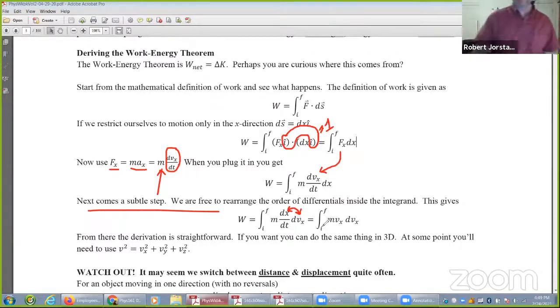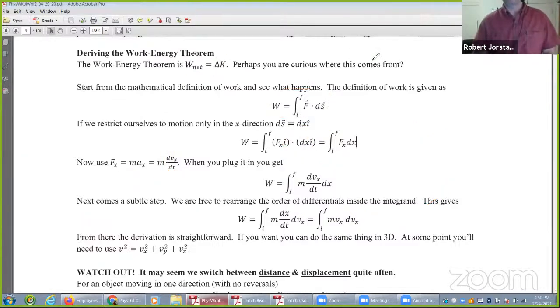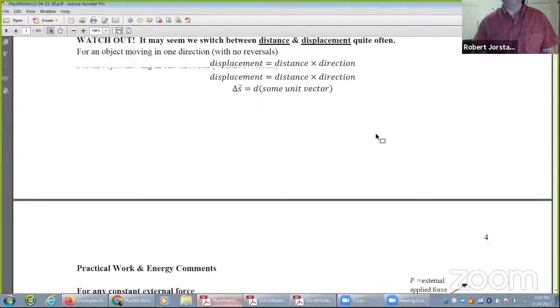And so as a result, now you may not feel comfortable, but that's fine. We can worry about that later. The fact is we get some kind of mv integrated times dv. Well, there you're going to get a 1/2 mv squared. So if you're wondering where we get this work equals delta K, and why did they decide to call kinetic energy 1/2 mv squared? Why did they not call it 2/3 mv cubed, right? Where do we get this 1/2 mv squared from? It comes right here in this calculus from this definition of work, okay? All right. So that's that.